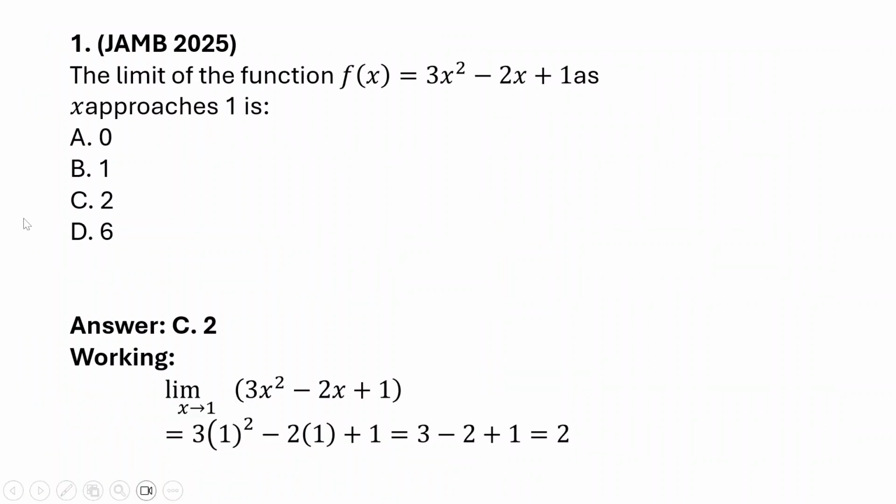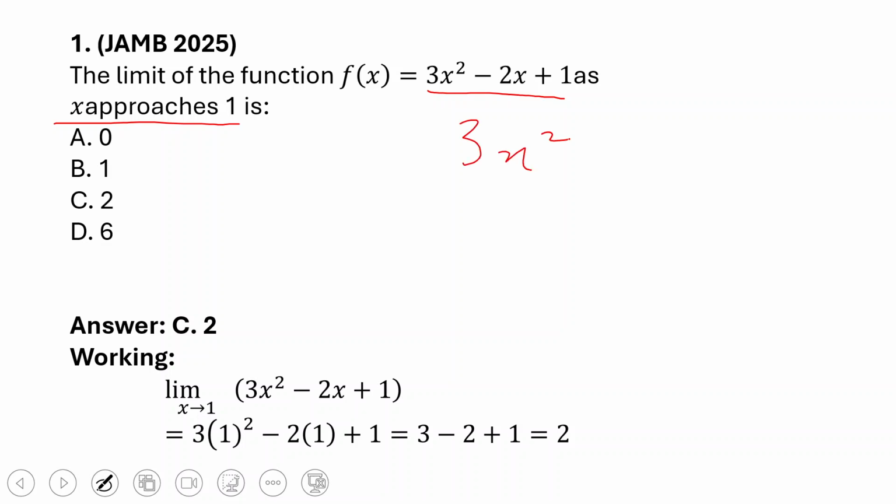So the first one I have here is on limits. It says the limit of the function f of x is 3x squared minus 2x plus 1 as x approaches 1 is, so we're looking for that limit. If you see this kind of question where the function is given, I'm writing it out like this. We are asked to get the limit of this function as x approaches 1.